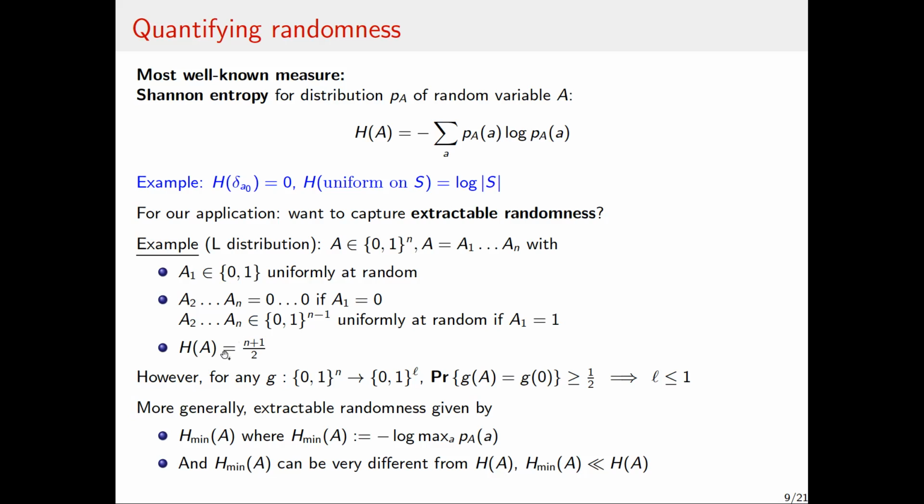Okay, so if you try to compute the Shannon entropy of this bit string of length n, it's easy to see that it's roughly, not exactly this, but up to a very small constant, n plus 1 over 2. So roughly n over 2. Here you would expect that there is basically n over 2 bits of randomness in such a source A.